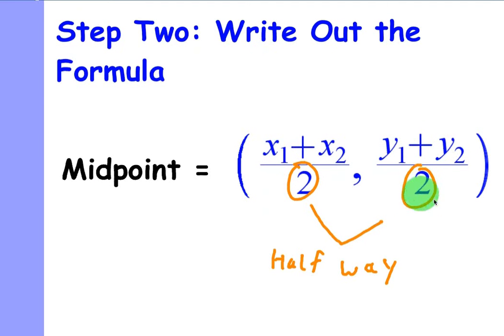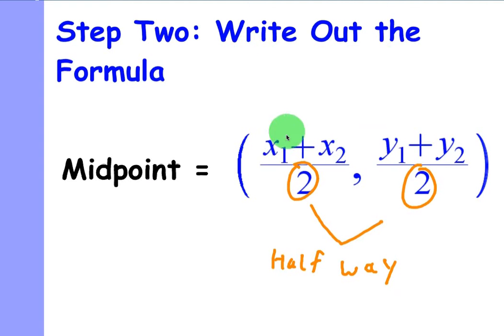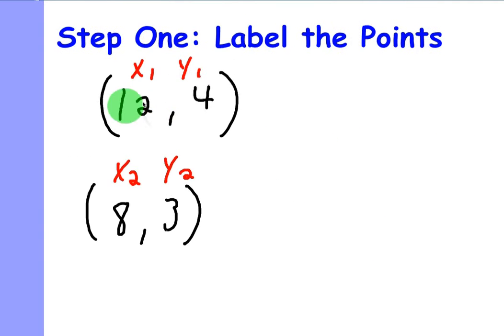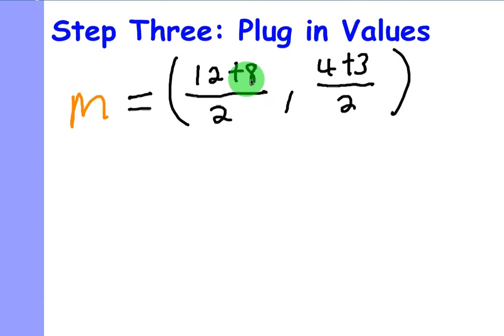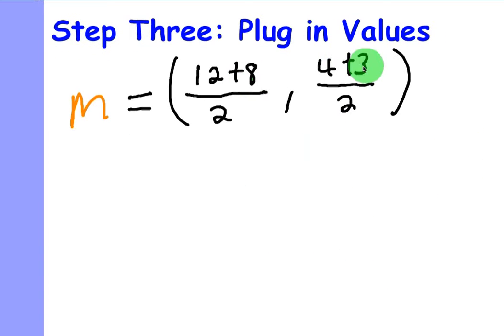So step 2 is to write out the formula. Again, be consistent. Always show your work. Much more likely to get it correct that way, less likely to make a mistake. Then you're going to plug in those values. x1 we're going to plug in for 12 because that's what we got when we labeled our point. x2 we're going to plug in for 8, which is our second x value, and so on and so forth. Plug in our y1 and y2 values.